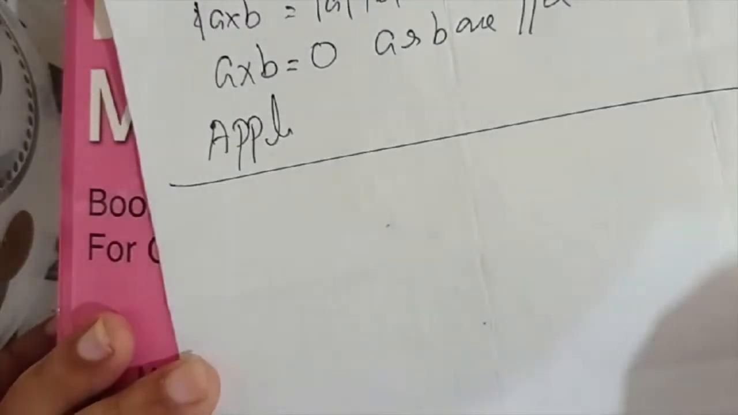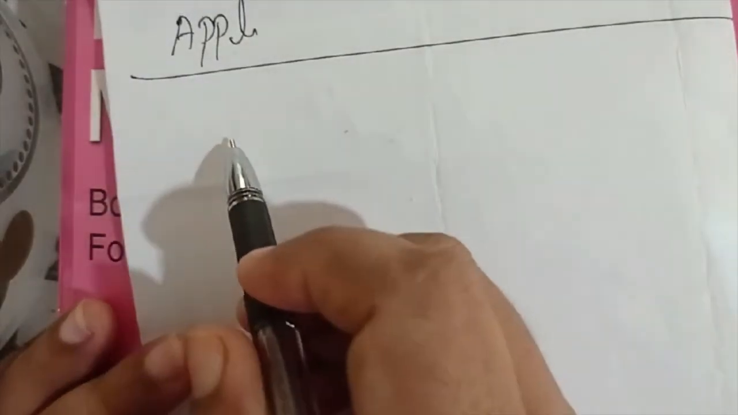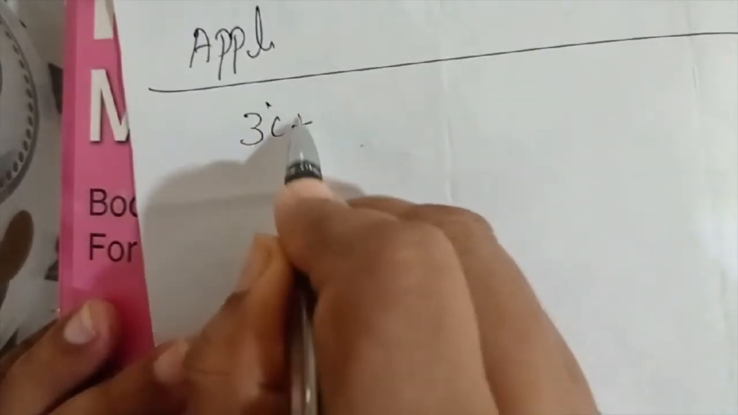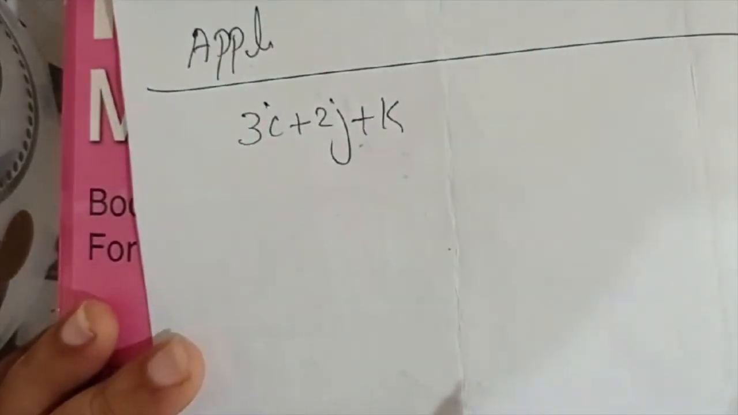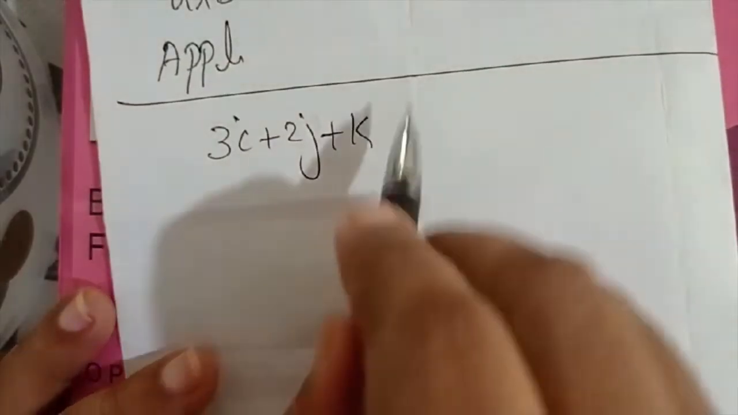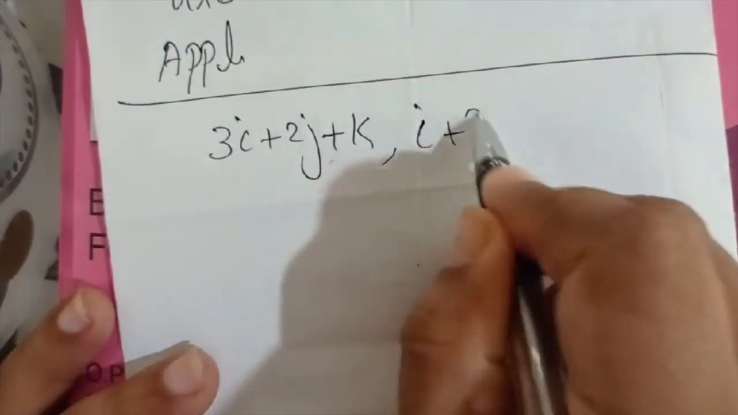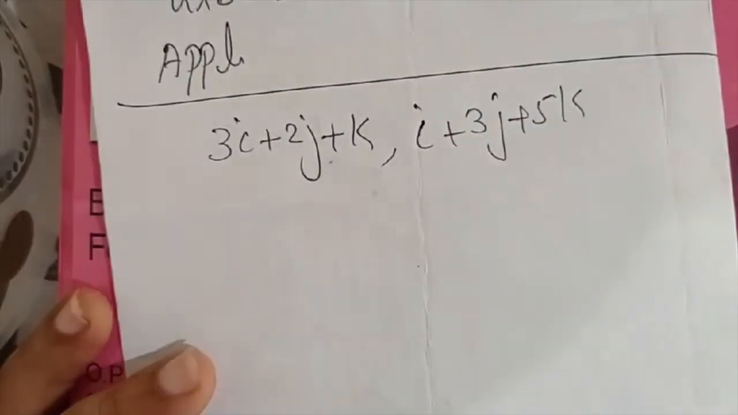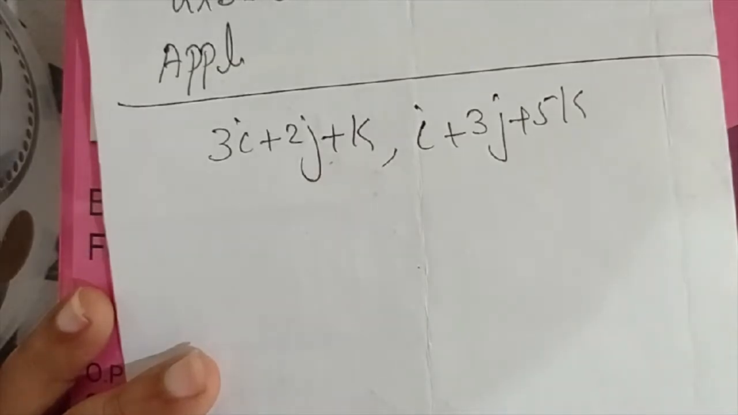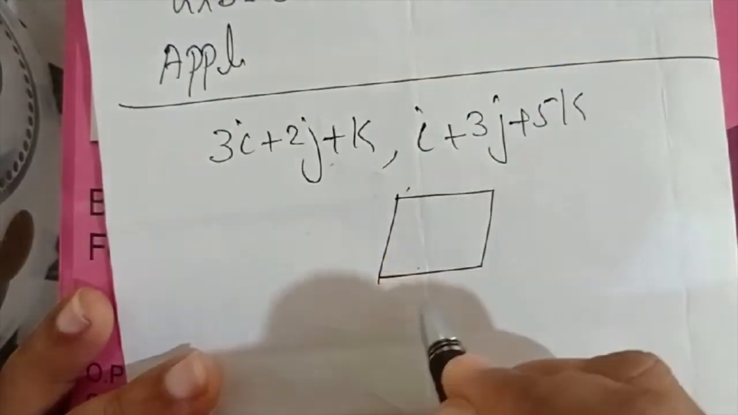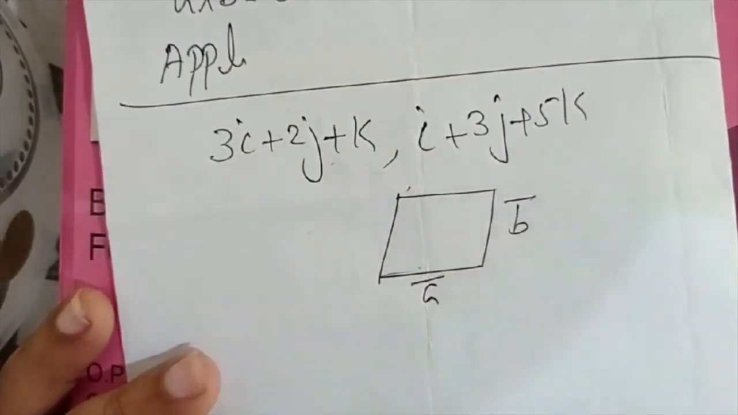Okay. Write the next question. Find the area of the parallelogram formed by the vectors 3i plus 2j plus k, comma, i plus 3j plus 5k. Here, read the sentence carefully. Find the area of the parallelogram formed by the vectors means this first one is A and the second one is B. The sides are given.